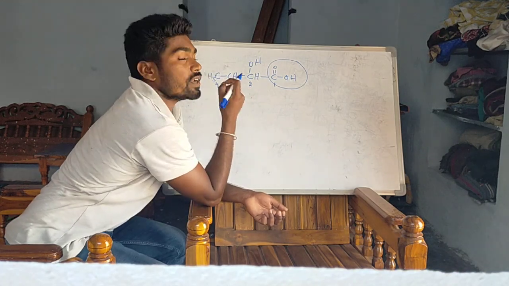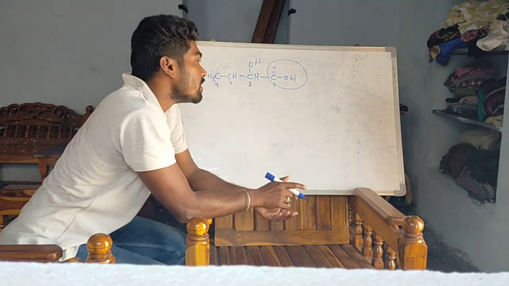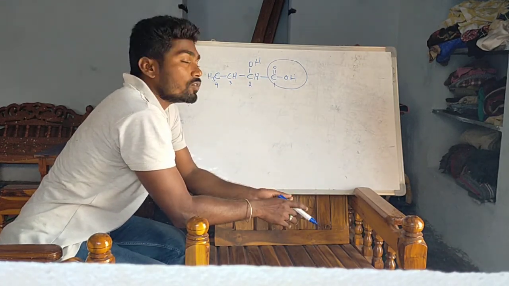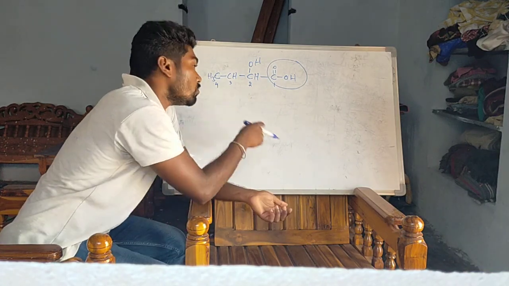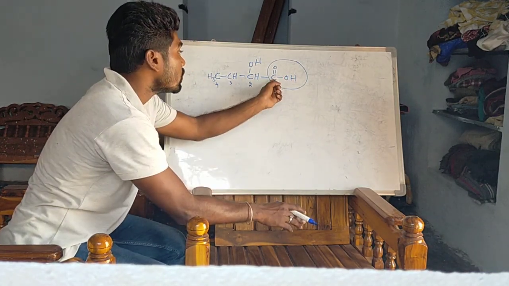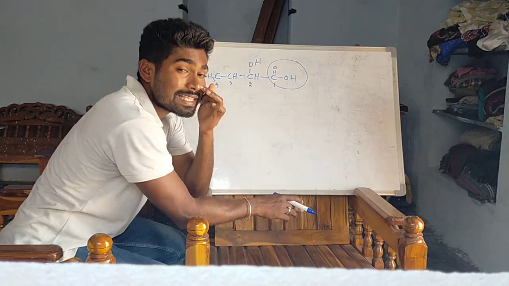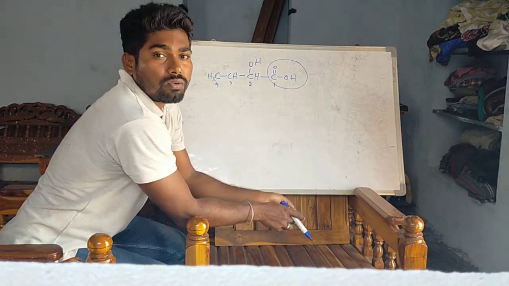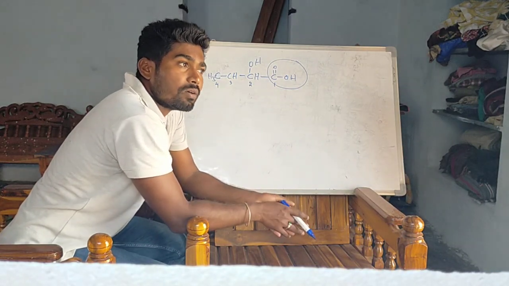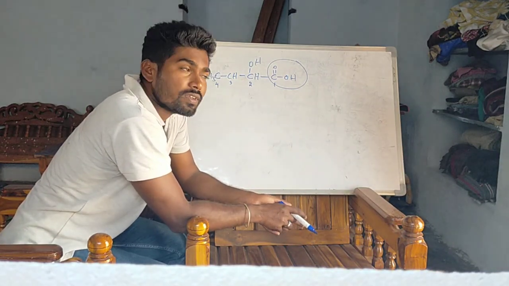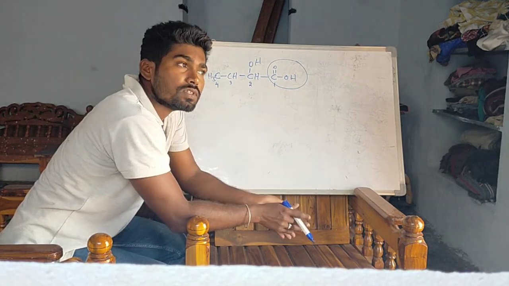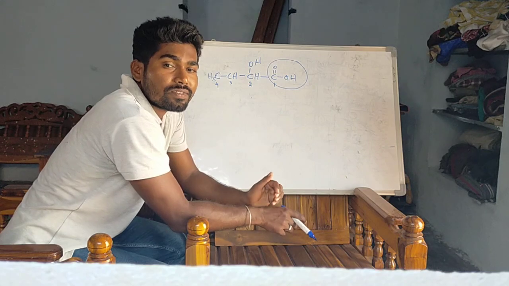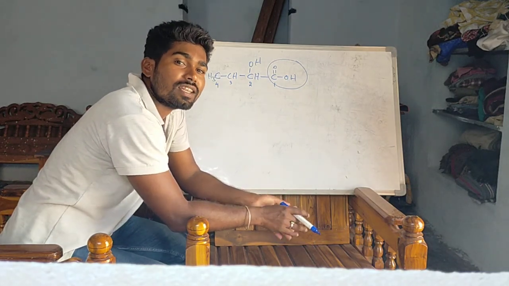Why? Because if I number the carbons from left to right, this carbon will get number 4. So in the right to left direction, the carbon carrying the principal functional group is getting the lowest number. So this is the way you have to number the carbons when there are two functional groups. You have to choose which one is the principal functional group, and the carbon which is carrying the principal functional group should get the lowest number.